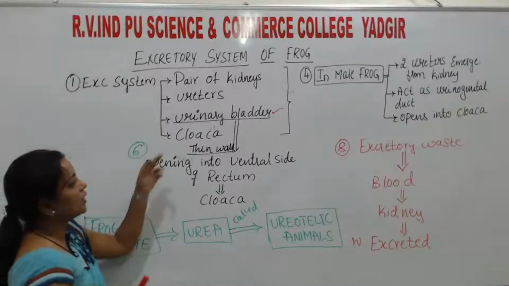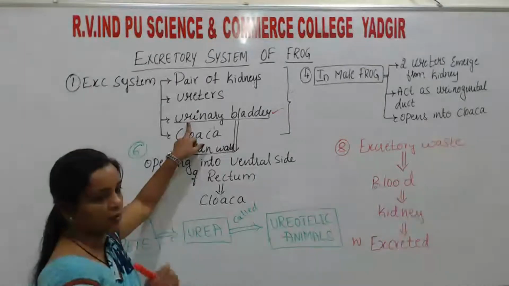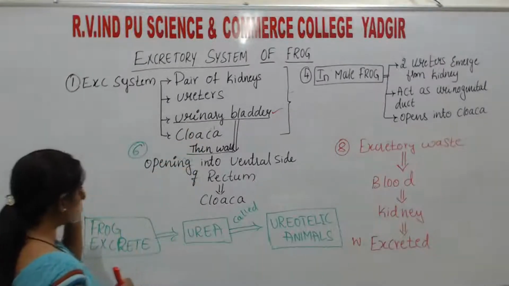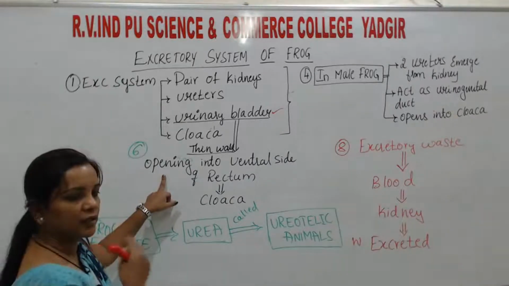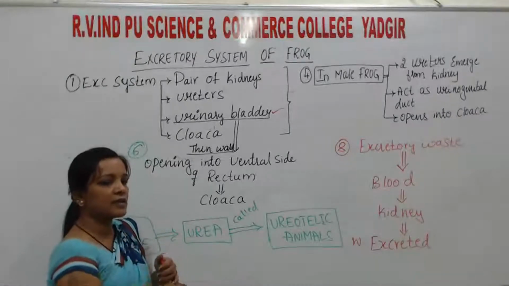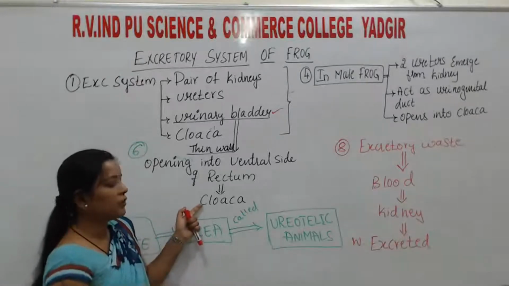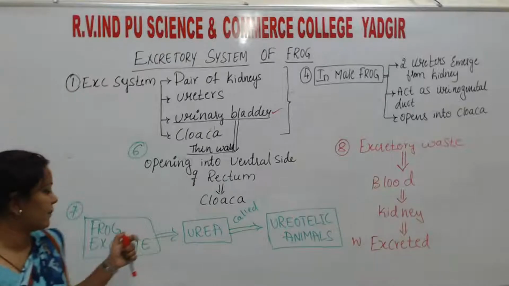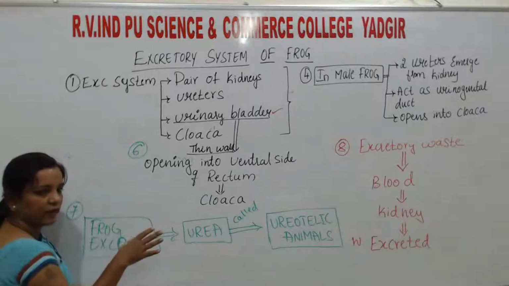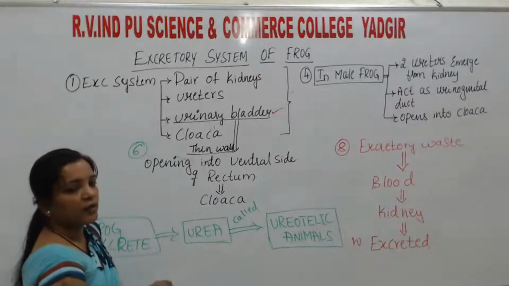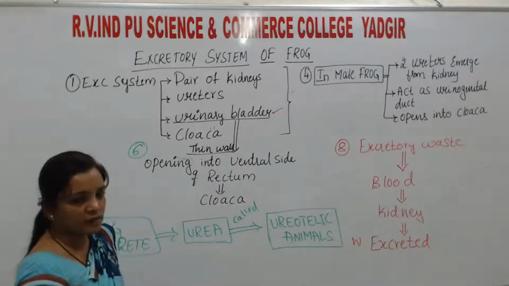Next one, the urinary bladder. The urinary bladder is another organ that opens into the cloaca. It is thin walled, and it opens on the ventral side of the cloaca, the lower side, as you see. So it opens into the cloaca only. Now, the waste the frog excretes is urea, so these organisms are considered ureotelic animals.